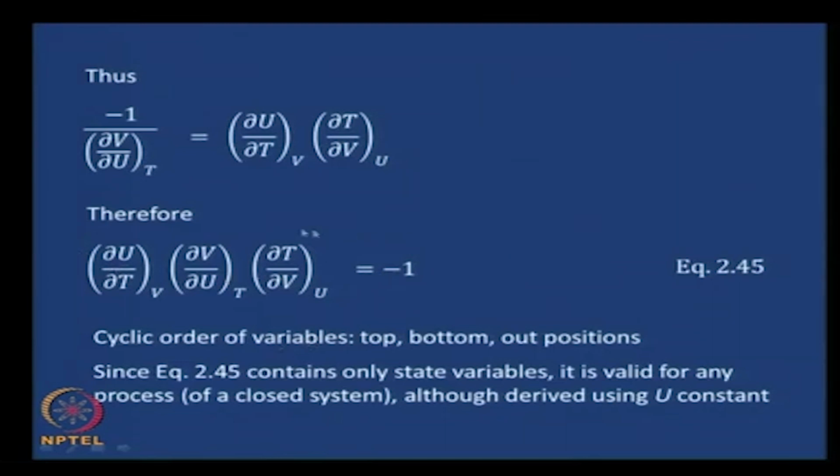Because we started deriving this equation by assuming a constant U process, but we ended up with an equation in terms of only the state variables U, T and V. And since this equation is in terms of only the state variables, this is applicable to whatever process the system undergoes, and therefore, this can be taken as a generalized equation. It's formally said here, since 245 contains only state variables, it is valid for any process of a closed system. We are considering only closed systems now, although derived using U to be constant.